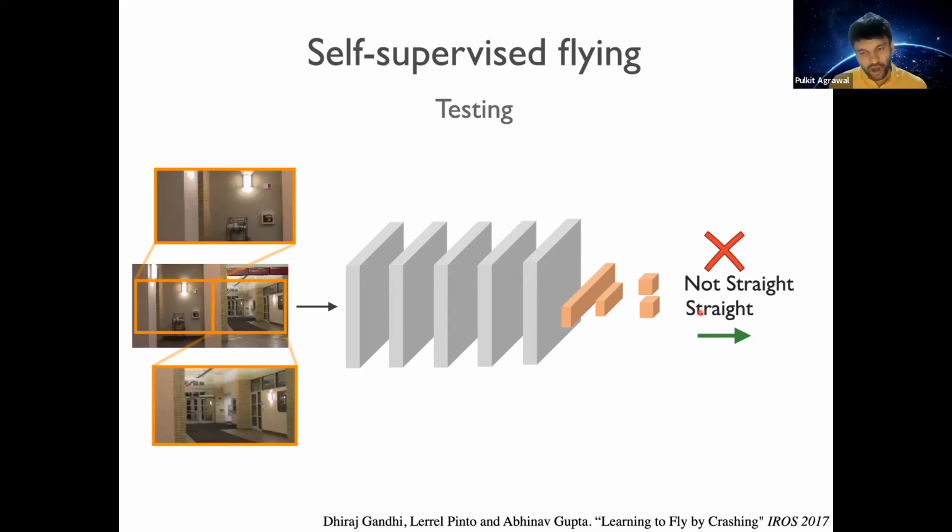So pretty much think of what this network is learning like a Q value, almost. It says, given the image that I'm feeding in, can I move straight or can I not move straight, right? That's all that we are learning.